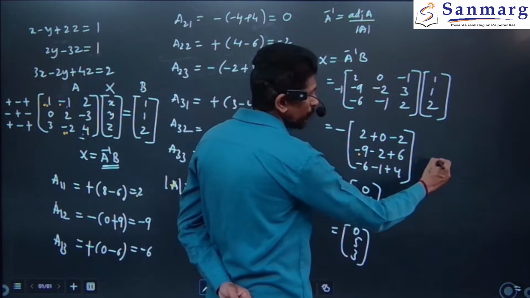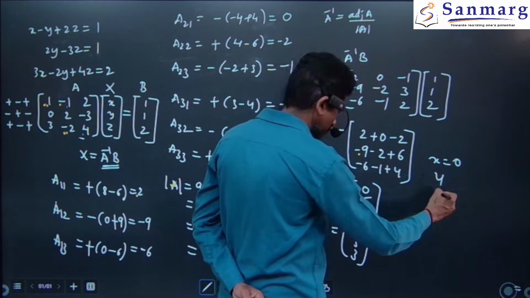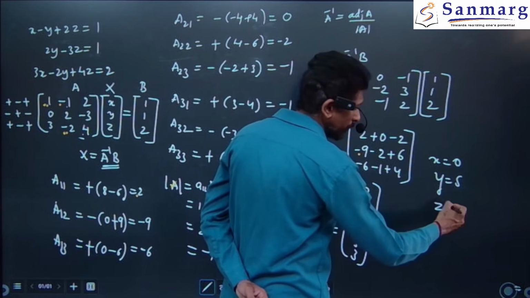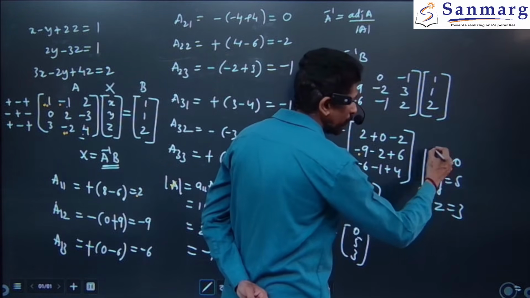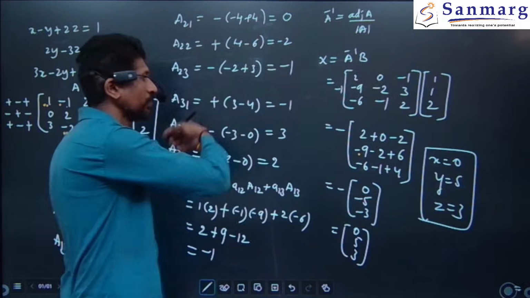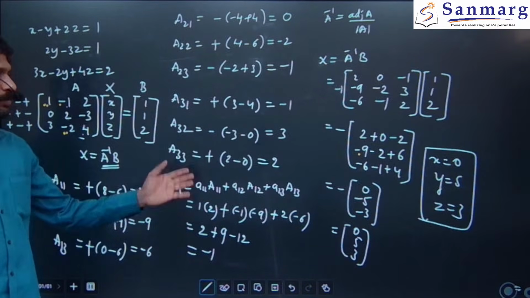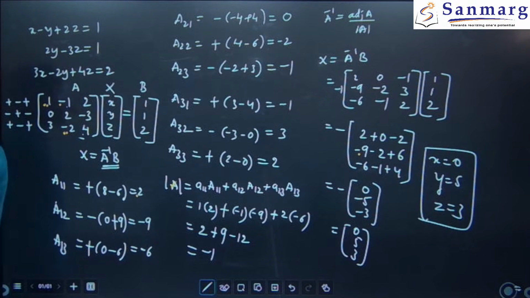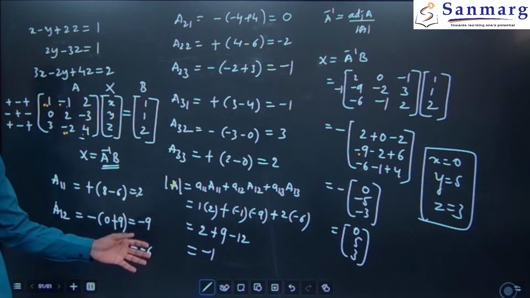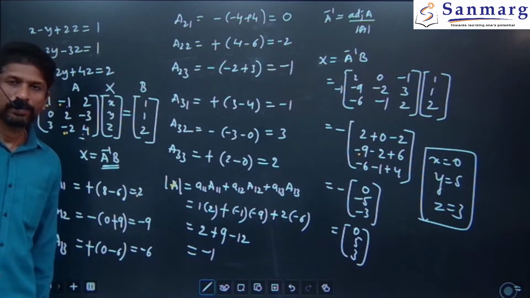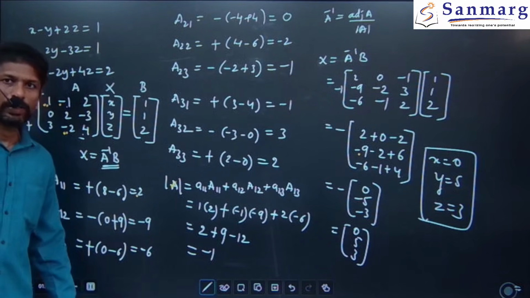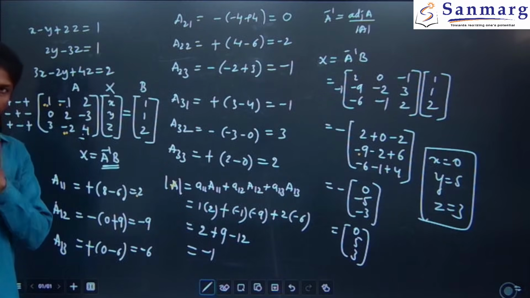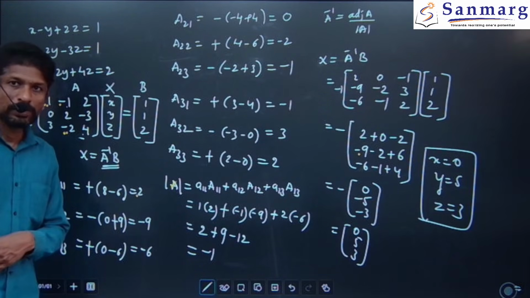Which means the x value is 0, y value is 5, z value is 3. So this way you have to find the x, y, z values. This is called the matrix method. Understood the concept? If you have any doubts, then we will discuss in the next class. Okay, this is enough now. Tomorrow I will again go with 5 marks, 3 marks and 2 marks questions. Okay, thank you.